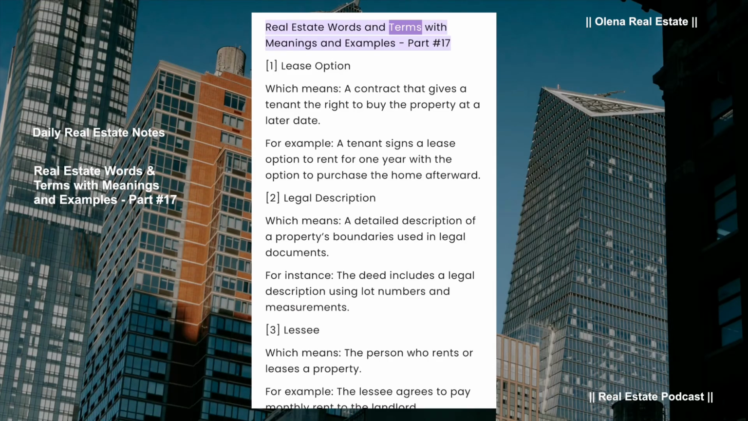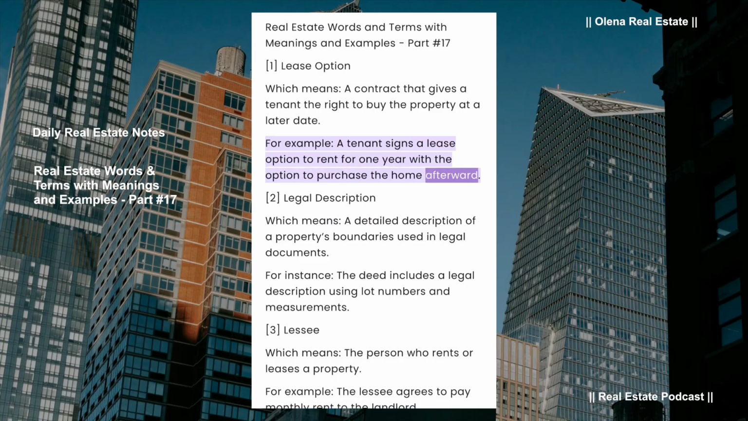Real estate words and terms with meanings and examples, part number 17. Lease option, which means a contract that gives a tenant the right to buy the property at a later date. For example, a tenant signs a lease option to rent for 1 year with the option to purchase the home afterward.